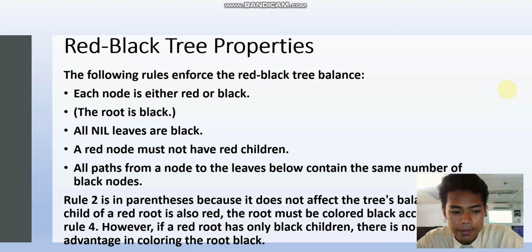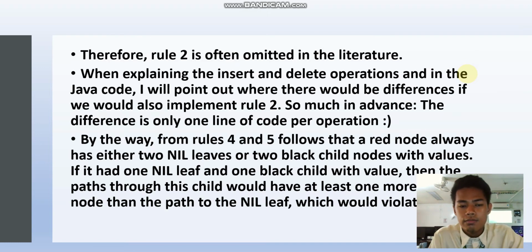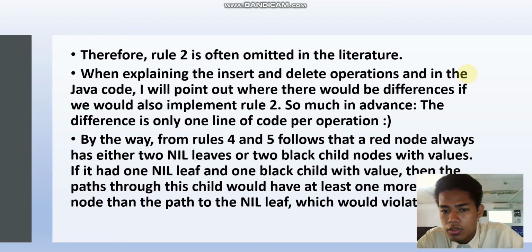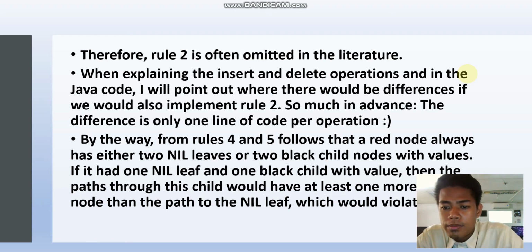Rule number 2 is in parentheses because it does not affect the tree's balancing. A child of a red root is fine, so the root must be colored black. Therefore, rule number 2 is often omitted in the literature when explaining the insert and delete operations and in the Java code. I will point out where there would be a difference if we also implemented rule number 2 so much in advance. The difference is only one line of code per operation.